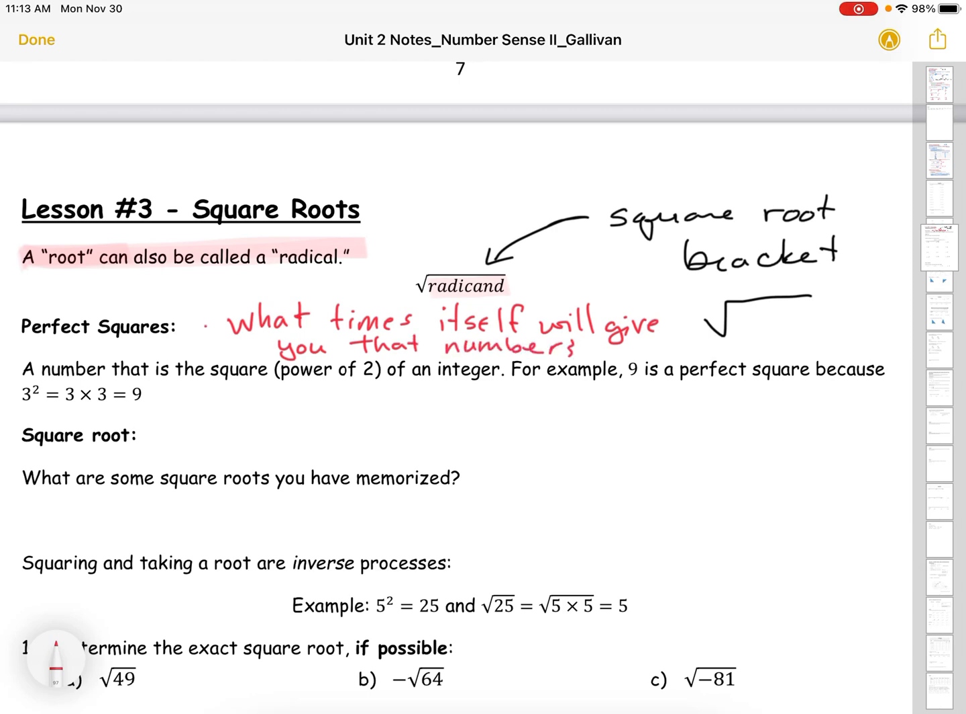Okay, and it's the opposite. Remember when we're doing exponents, it's the opposite of a square. So if we have an x squared, the opposite of an x squared is a square root.